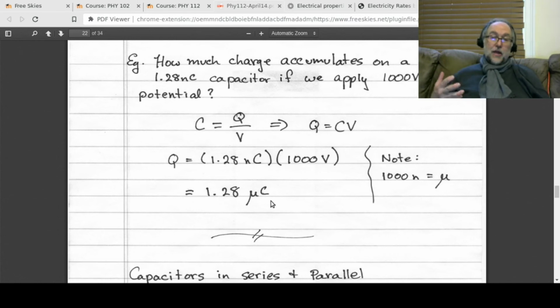So basically, if we take that capacitor that we built, which gave us a 1.28 nanofarad capacitance, and we apply 1,000 volts, which is doable in the lab, you're going to accumulate 1.28 microcoulombs. And if you put probes or wires on both ends and touch them, you would definitely see a spark. This is not a trivial amount of charge. This is a fair amount of charge. So there you go.